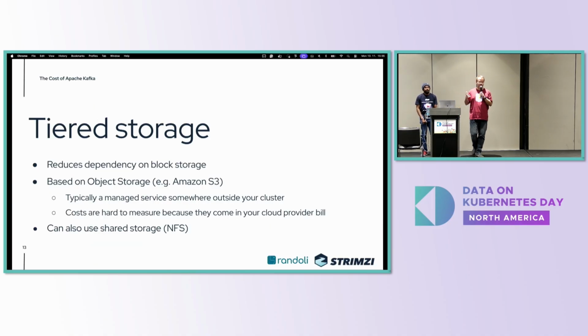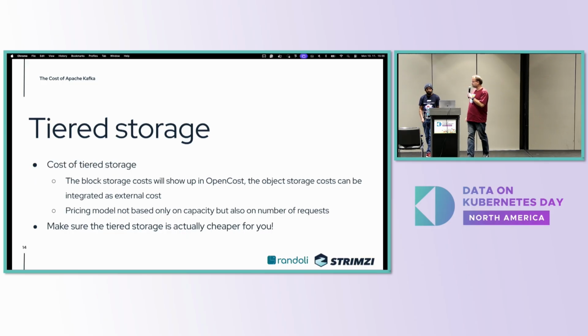And also, if you, for example, find out that the cost of the object storage doesn't work for you, you can consider alternatives such as shared NFS storage. But the cost monitoring is really important here. So how do we monitor the cost for this?